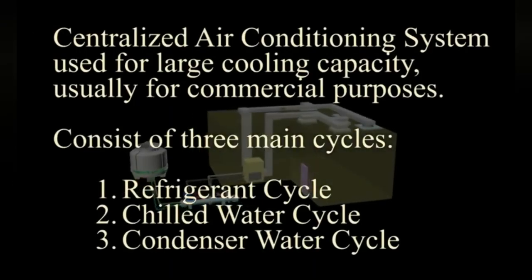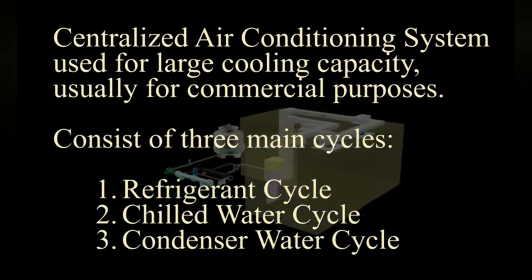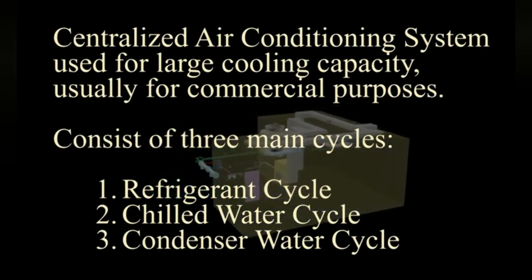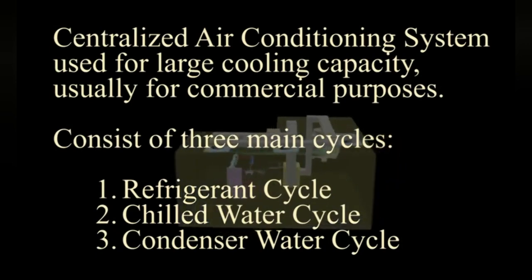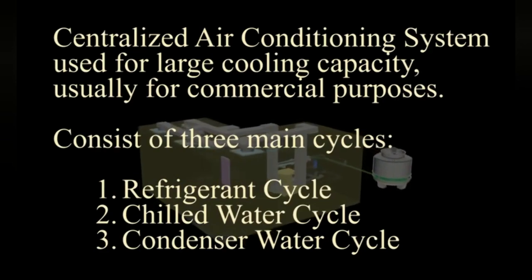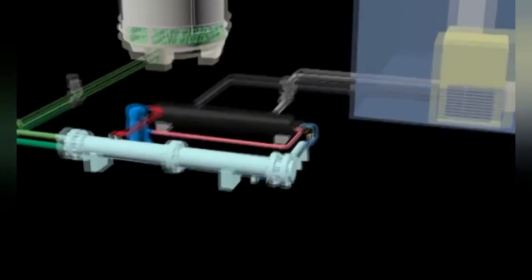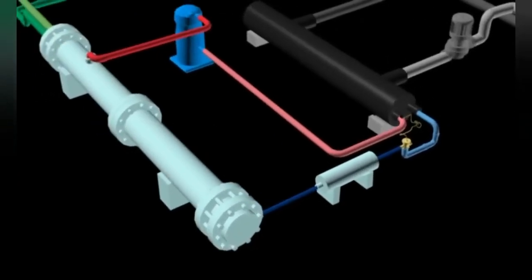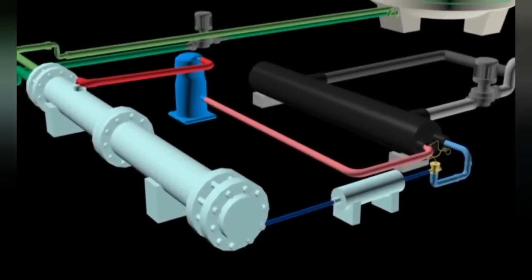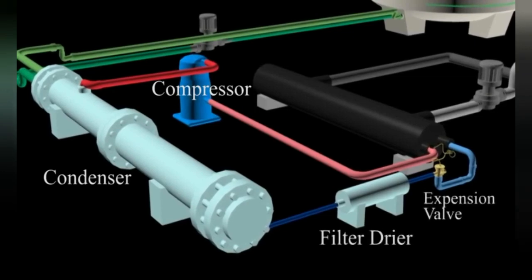A chiller is a centralized air conditioning system used for large cooling capacity, usually for commercial purposes. A chiller system consists of three main cycles, which are the refrigerant cycle, chilled water cycle, and condenser water cycle. The components involved in the refrigerant cycle are the compressor, condenser, filter dryer, expansion valve and evaporator.